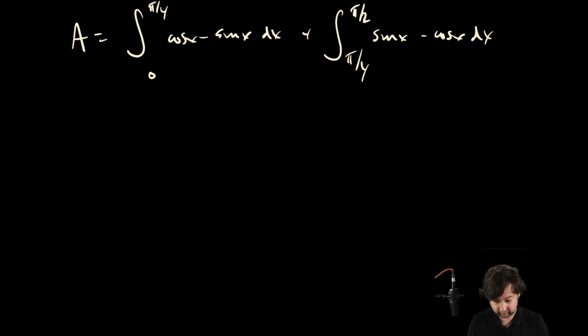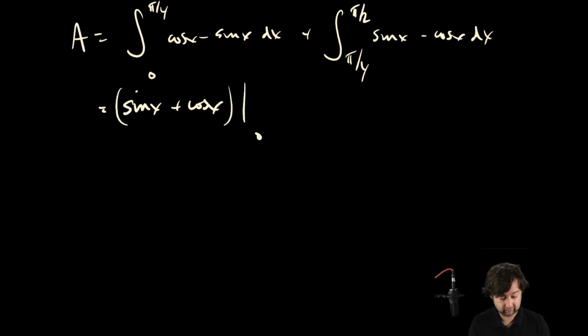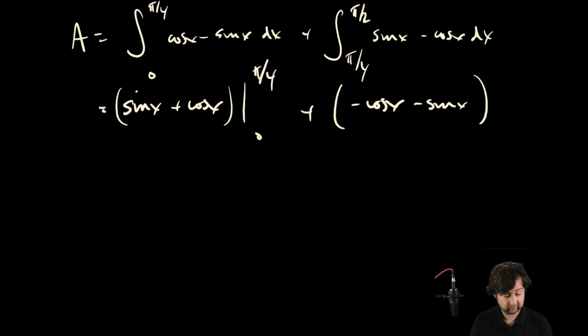So what you're going to get out of this is going to be, well, the integral of the cosine is the sine. And the integral of the sine is the negative cosine, but this is already negative, so it's positive cos x. And this is evaluated from 0 to pi over 4. The integral of the sine is minus the cosine. The integral of minus the cosine is the sine, but there's a negative in front, so it stays negative. And this is evaluated from pi over 4 to pi over 2.